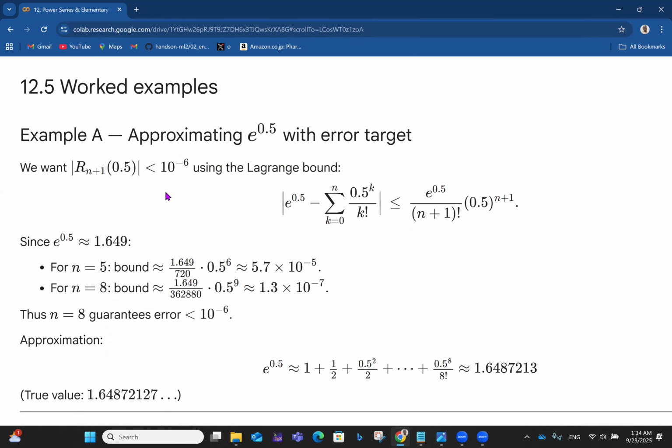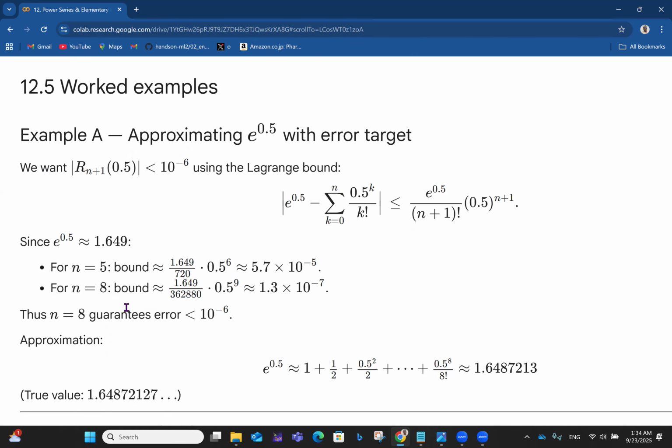Since e raised to 0.5 is approximately 1.649, of course, if you punch that on your calculator, that's what you get. For n equals 5, the bound will be 1.649 divided by 6 factorial, because n is 5, so we have 5 plus 1. 6 factorial is 720. Then multiplied by 0.5 raised to 6. That's approximately 5.7 times 10 raised to minus 5. So this doesn't quite reach there.